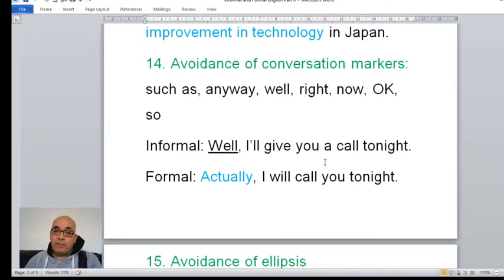So well is informal. Well, I'll give you a call tonight. Actually is formal. I will call you tonight, or I will contact you tonight. This is formal English.